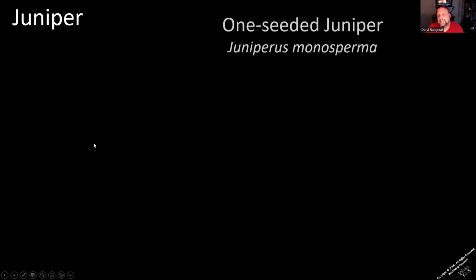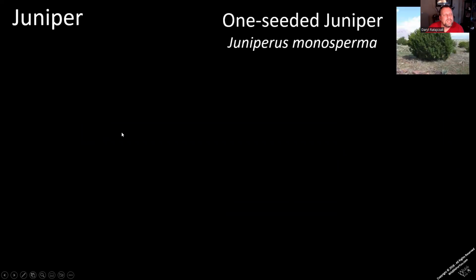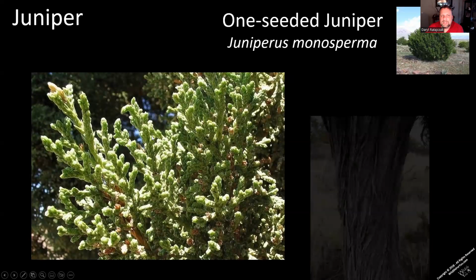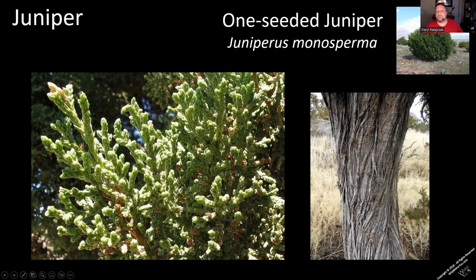Juniper tree. This is when I mentioned pinyon juniper before with the ecosystem. This is one of the dominant trees there. Juniperus monosperma, one-seeded juniper, found all over the West. Really scaly looking type of leaf there. Now there's a whole bunch of different kinds of junipers. The main thing with the junipers is they don't grow to be huge trees.